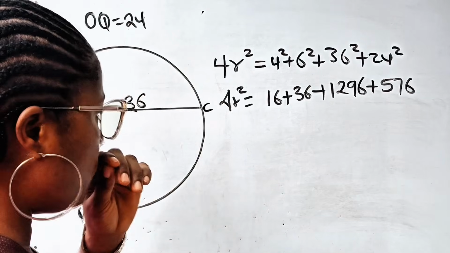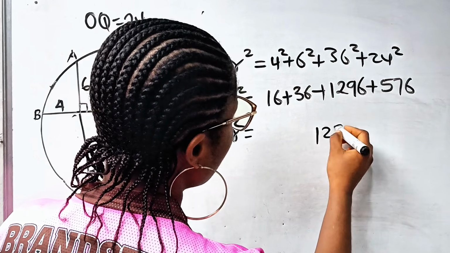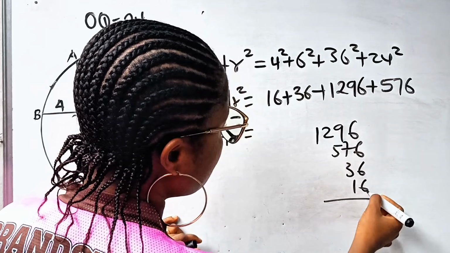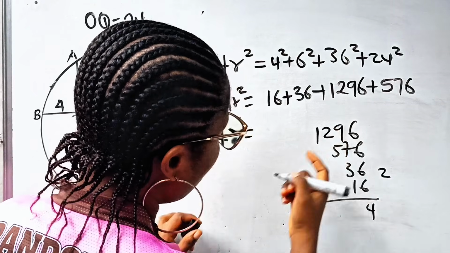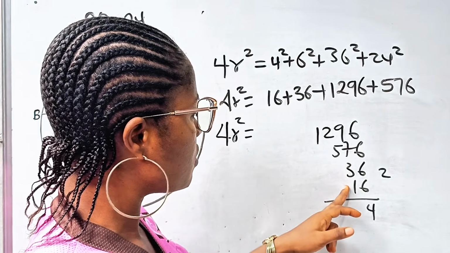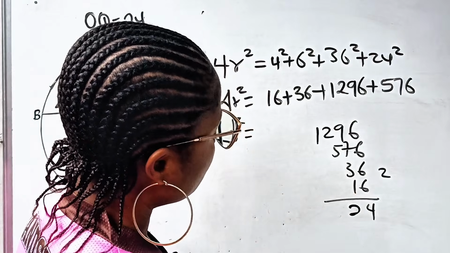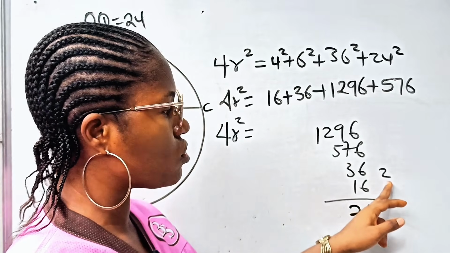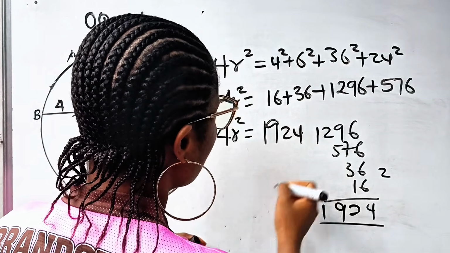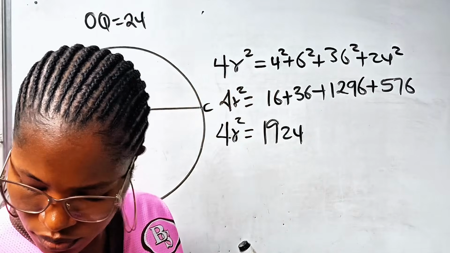All right, now we have 4r squared is equal to, let's add. So we have 1296, 576, 36, and 16. 6 into 4 is 24, carry 2. 9 plus 7 is 16. 16 plus 3, 19, plus this is 20, plus 2 is 22. Carry 2 again. 2 plus 5 is 7, plus 2 is 9. Bring down 1. So we have 1924. So we are going to divide both sides by 4.